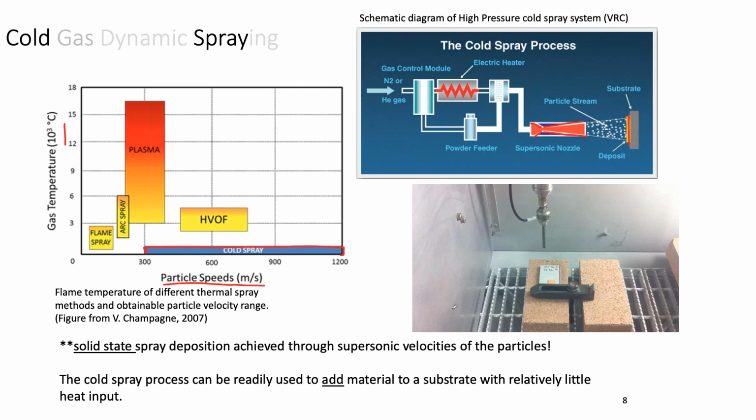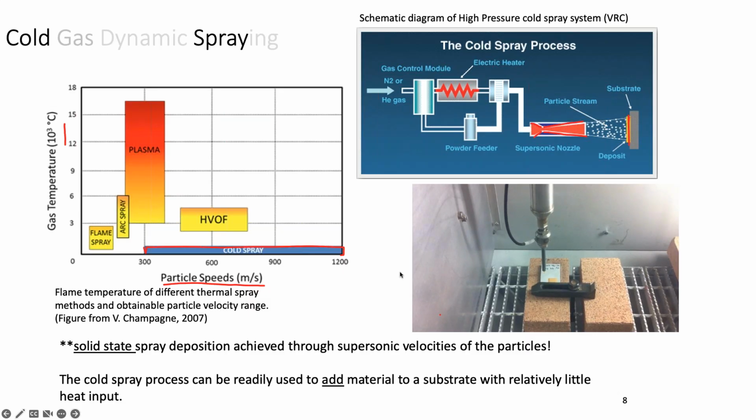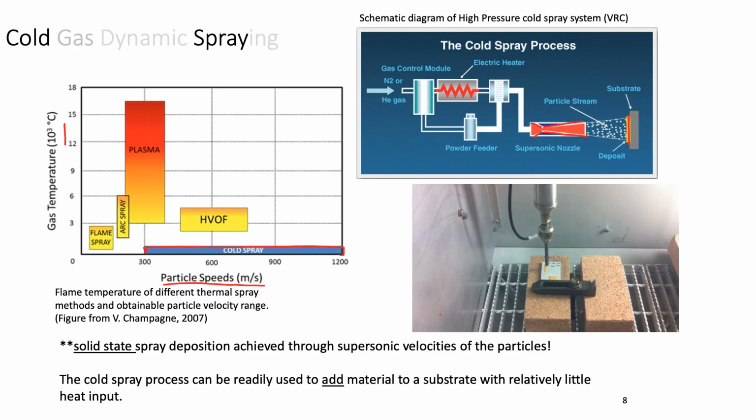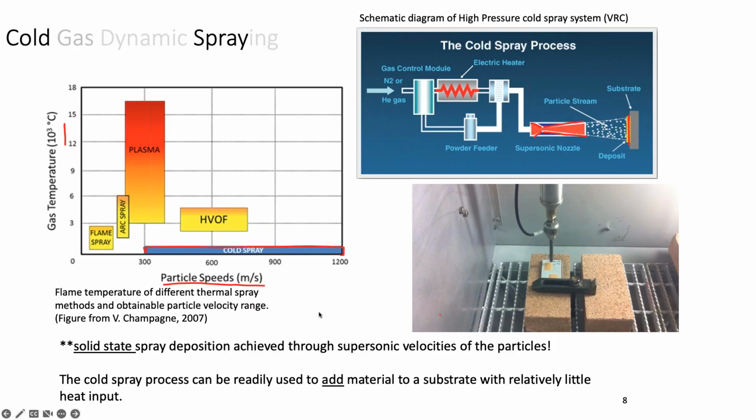And by moving around the nozzle, we can make shapes, right? So this is an example of cold spray of copper onto an aluminum substrate, and you can see that it's basically instantaneous. This is real time, and you're depositing about 1 millimeter thick worth of material in this particular experiment. So what's great is this is a solid state spray deposition technique, and it can be used to add material to a substrate with relatively little heat input, and that's important for a wide variety of applications.